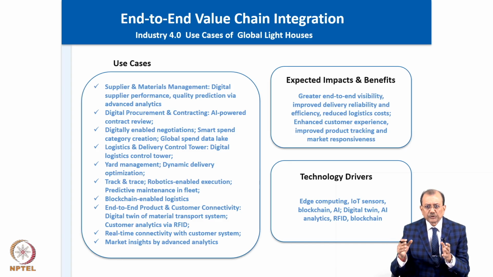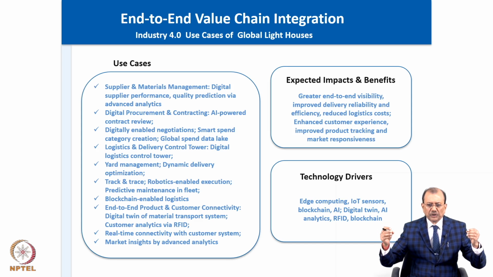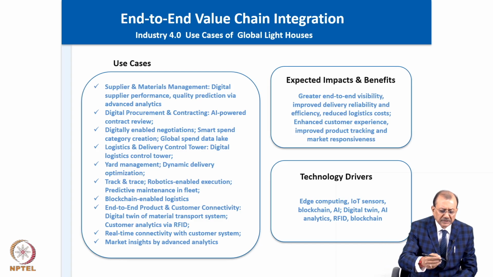So what end-to-end value chain integration says is that with the help of technologies, we should have integration of these value chains, so that we can have on-demand kind of supply, on-demand kind of manufacturing. So what kind of use cases are being used in this case?